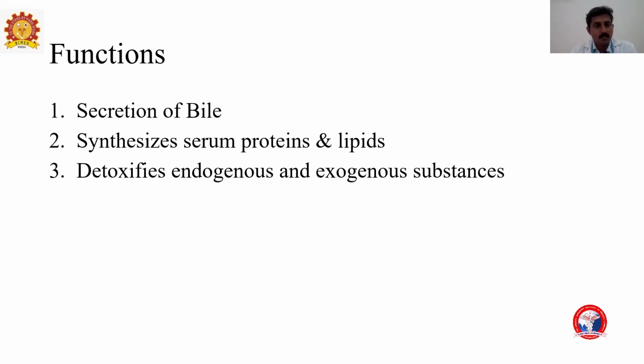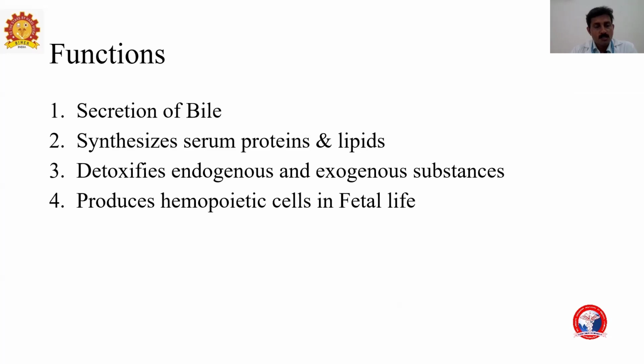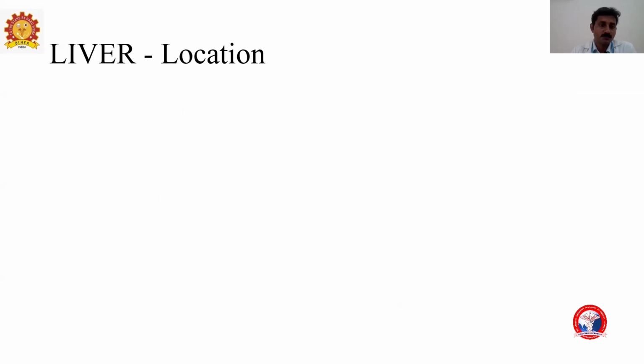That is also a function of the liver, and it produces hemopoietic cells in the fetal life. When the baby is inside the womb, the hemopoietic cells, like RBCs and WBCs, are produced by the liver. So it has a function in hemopoietic production in the fetal life.